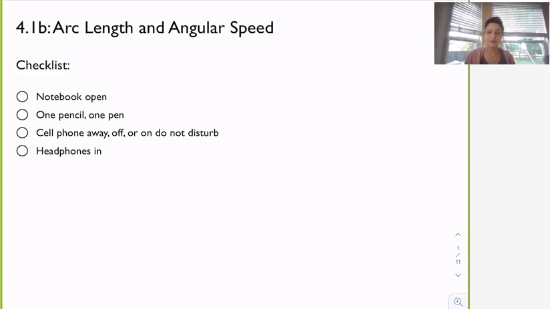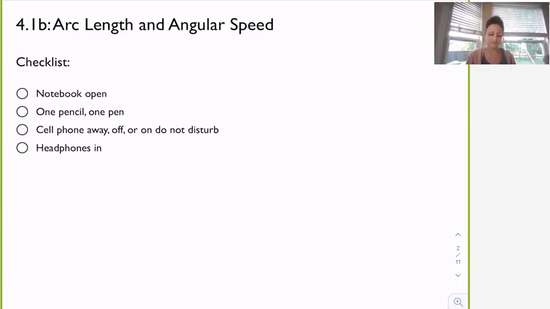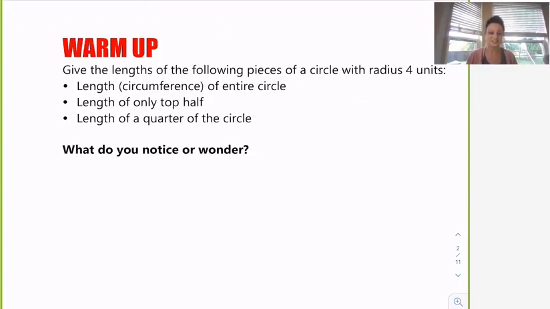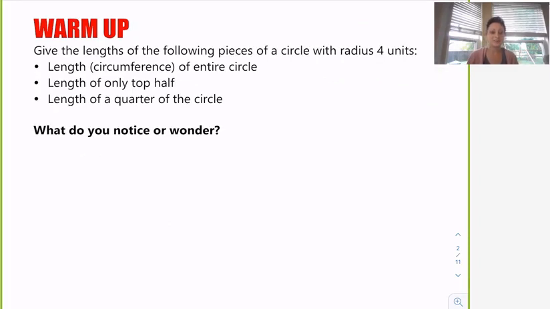All right, awesome. We are going to start with a warm-up. I am going to force another pause on your screen in just a moment. I would like for you to do something similar to what we did yesterday and find the length of a whole circle with radius 4 units, and then find the length of just the top half and the length of the quarter of the circle.